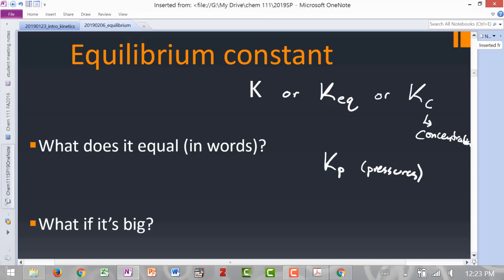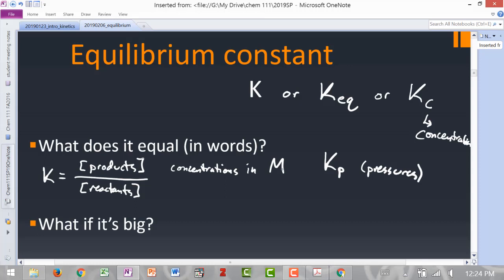What does it equal? The mantra for this chapter, and I think I counted last time, it's 5 chapters out of this whole course that deal with equilibrium. Your mantra is products over reactants, products over reactants, products over reactants. And you use concentrations in moles per liter. And you use coefficients from the balanced equation as exponents.